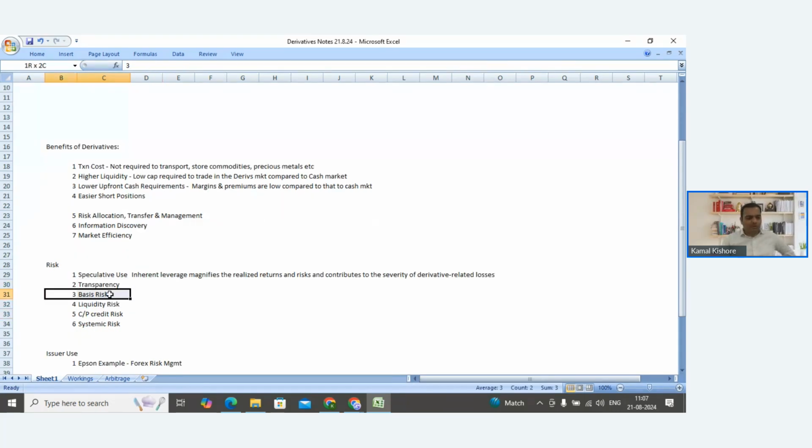Okay. Basis risk. What is basis risk? The first is, okay, transparency. What is transparency? Why is transparency a risk or a disadvantage?